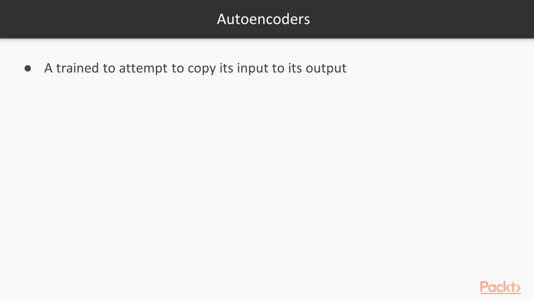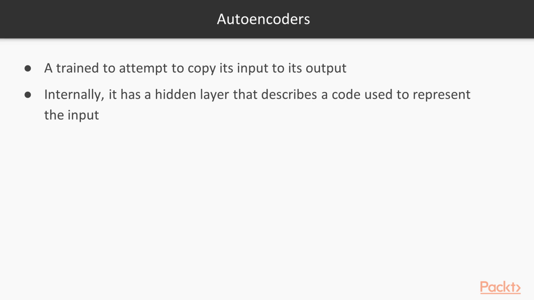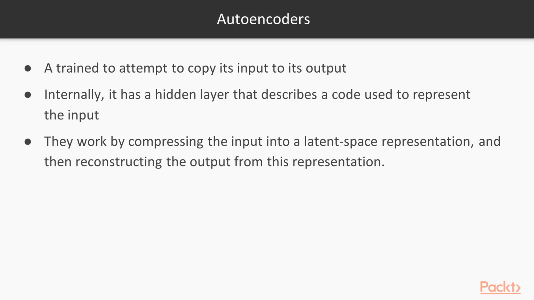So to summarize, an autoencoder is trained to attempt to copy its input to its output. Internally, it has a hidden layer that describes a code which is used to represent the input. Once we have a hidden layer that describes a code, we can then reconstruct the output from this code. So code and latent space representation are being used interchangeably in this context.